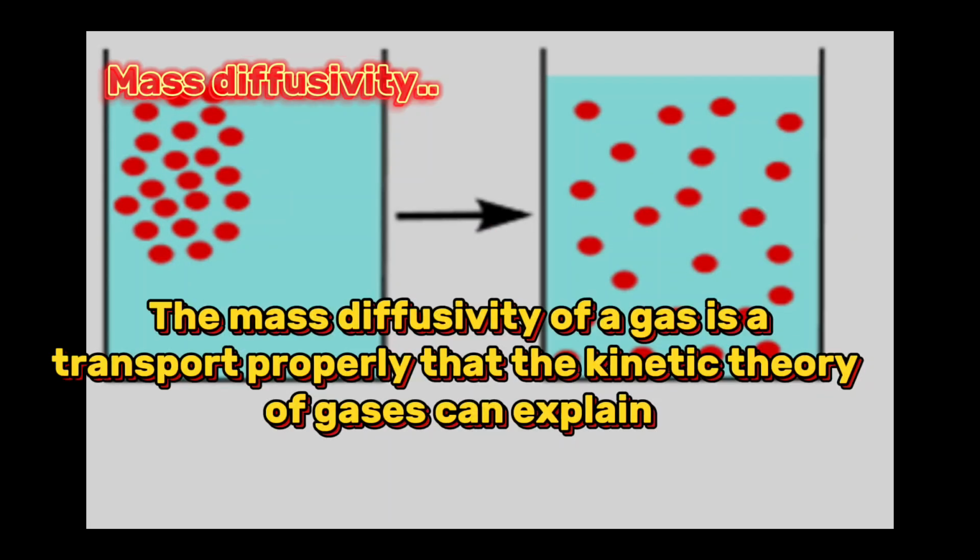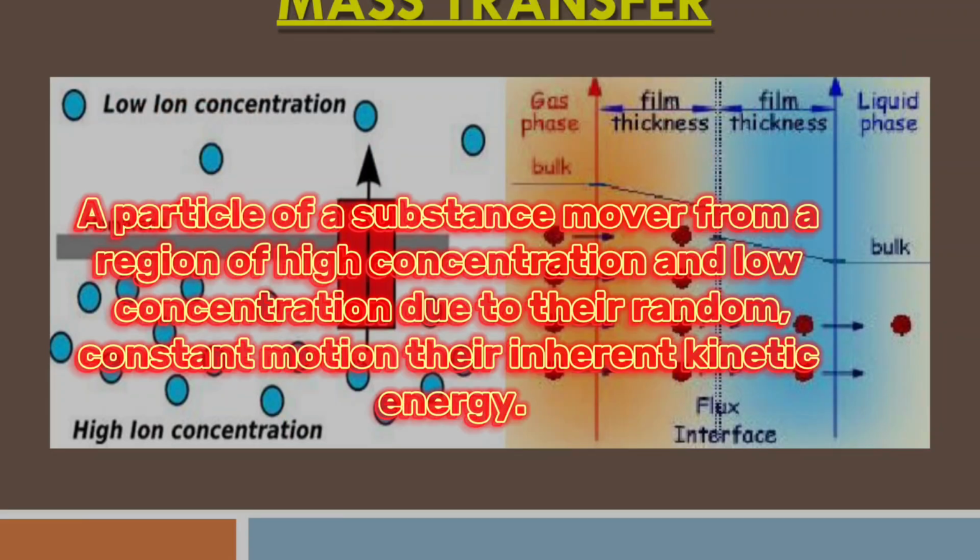Mass diffusivity. The mass diffusivity of a gas is a transport property that the kinetic theory of gases can explain. A particle of a substance moves from a region of higher concentration to lower concentration due to its randomness, constant motion, and inherent kinetic energy.